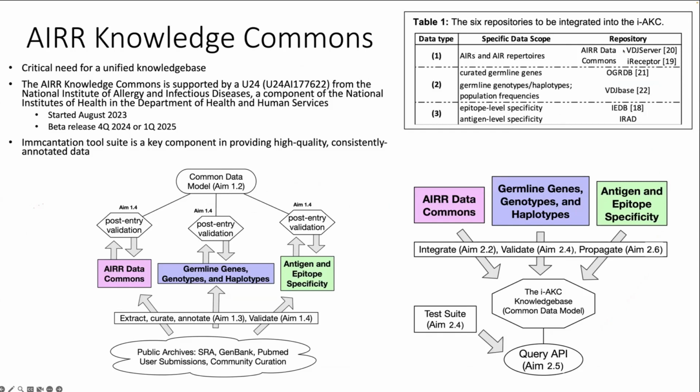And so here's just some information. As I mentioned, here are the different repositories that are being integrated into this knowledge commons. There are two big aspects of it. One, what you can see over here in this figure, is that all these repositories often get data from public archives, as well as user submissions, and those go through various annotation and validation processes before they go in the databases. So what we're working on is a common data model that's going to unify the data across those different repositories.